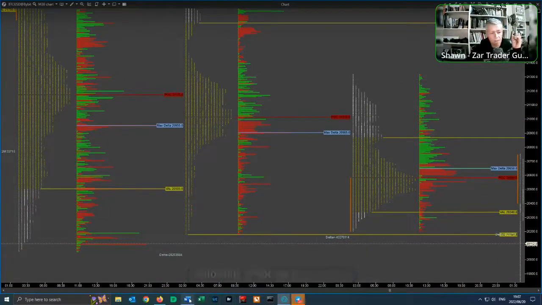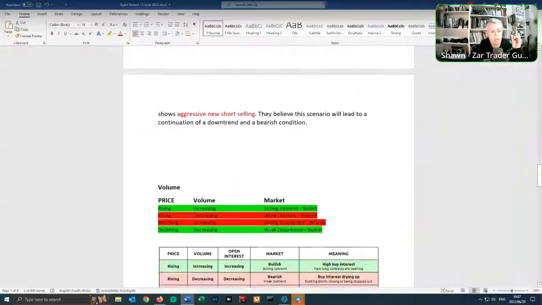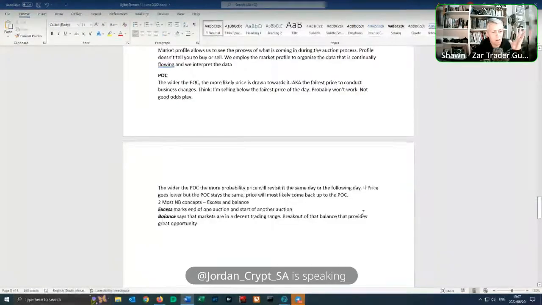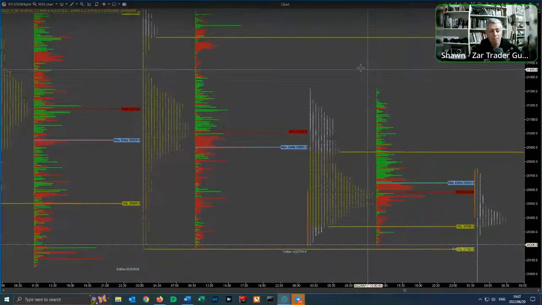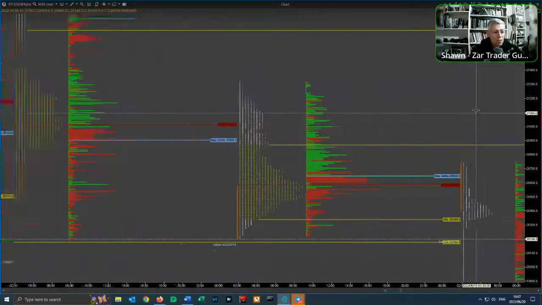The biggest thing using these TPO charts is looking at excess and balance. So excess marks the end of one auction and the start of another auction. I know this seems like higher grade stuff. Balance says that the markets are in a decent trading range, and the breakout of that balance is what provides great opportunity.